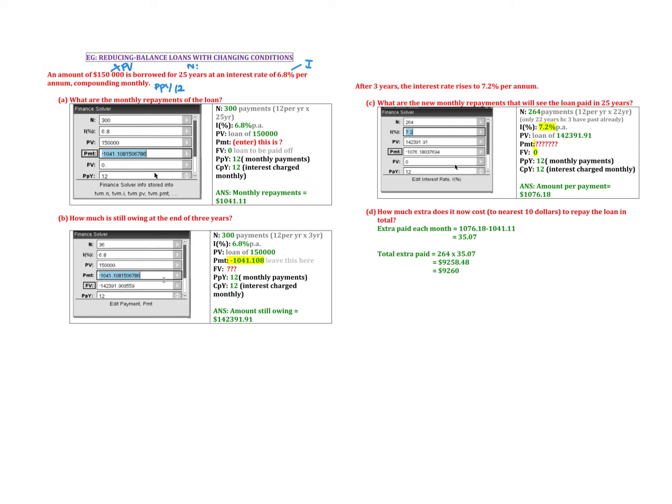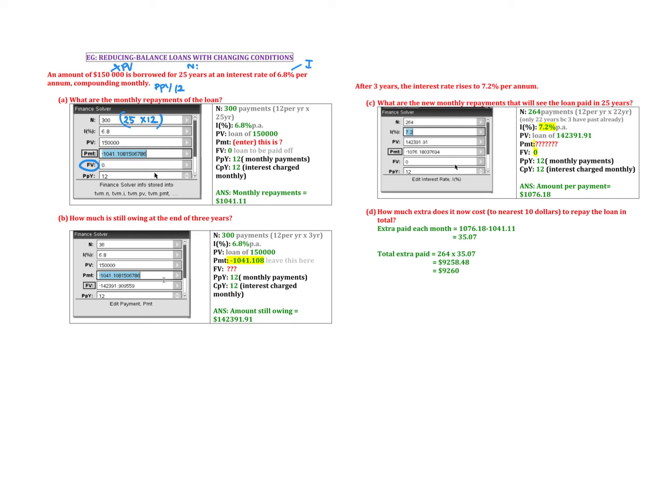So we're doing the same thing again. So this 300 was 25 times 12, okay? And then you popped in all the values and, obviously, FV was 0 to find the payment, and there you go. In the next question, it says, how much is still owing at the end of 3 years?